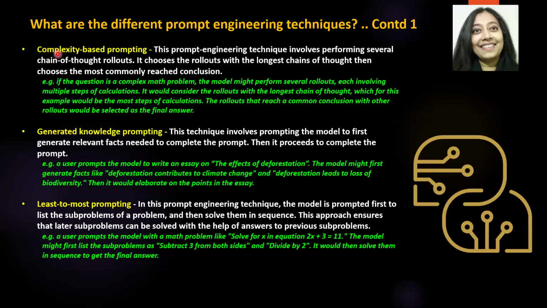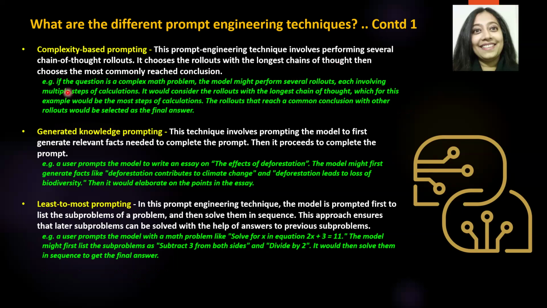The next one that we have is complexity based prompting. Now, in this particular technique, several chain of thought rollouts, sorry, are performed, and it chooses the rollouts with the longest chain of thought and then chooses the most commonly reached conclusion. So if a question asked is, let's say, a complex math problem, then the model will perform several rollouts. That is, it will try and resolve the question in multiple ways, right?